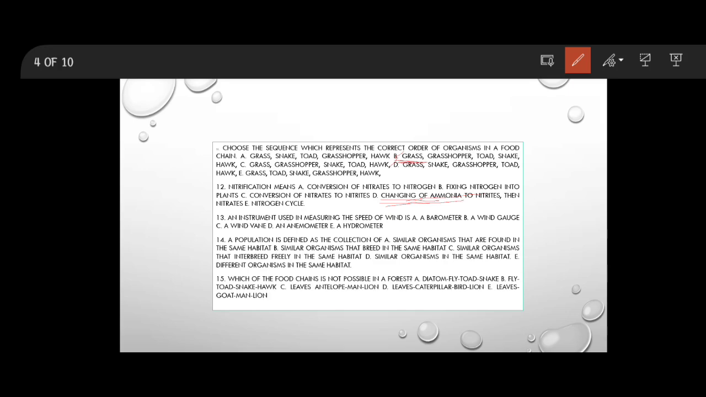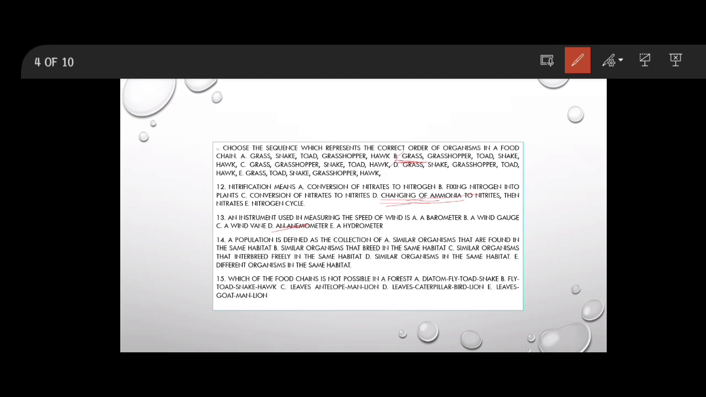Population is defined as a collection of dash. I've said this before. Let's quickly go through the options. Okay, we have not picked the answer of the last one. Our answer is what? The anemometer. Option A. The next one is asking us about what? The meaning of population. Similar organisms that are found in the same habitat.